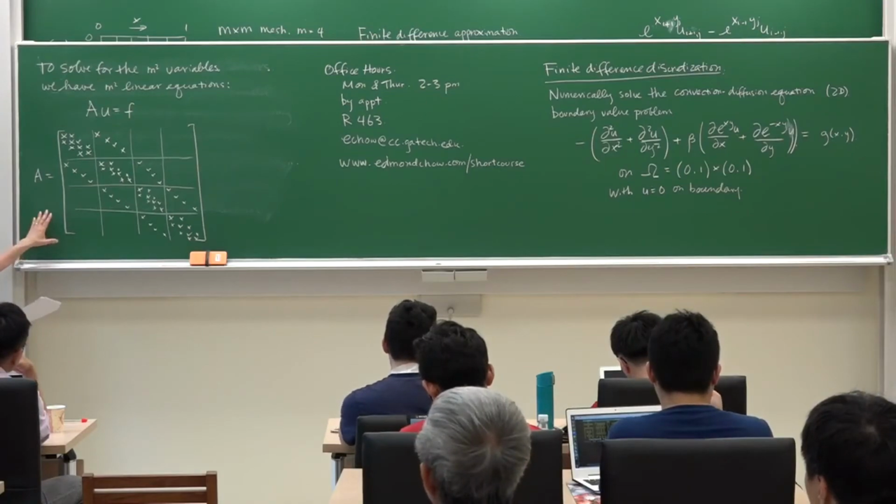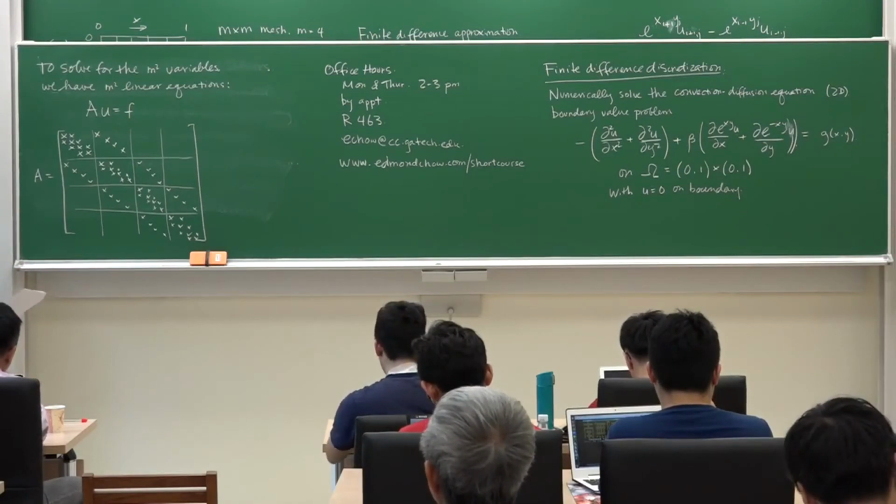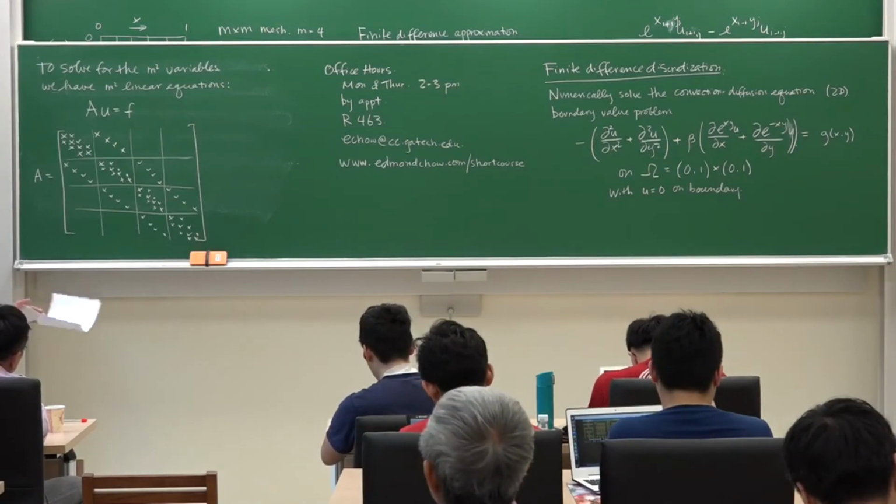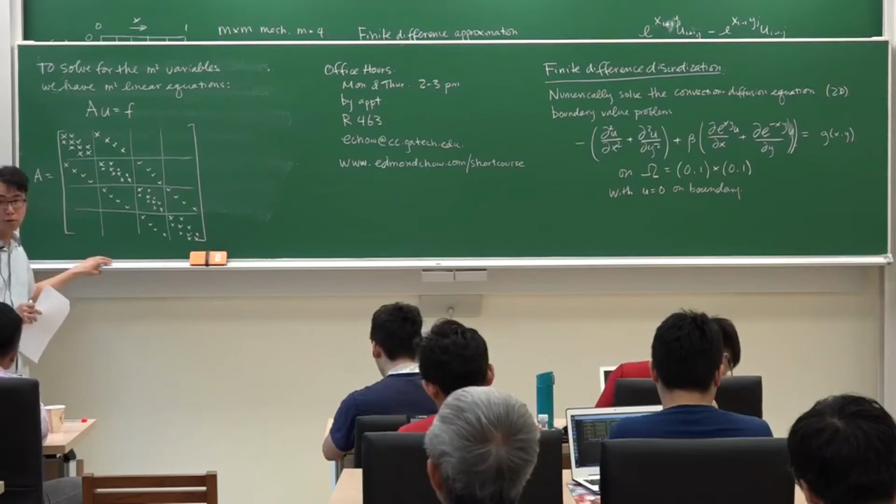There are some numerical properties of this as well, such as positive definiteness and things like that. We'll go into those as we need to. Any questions so far?